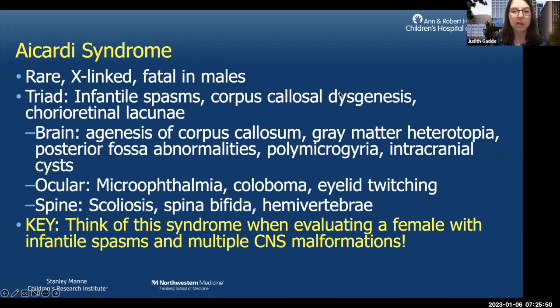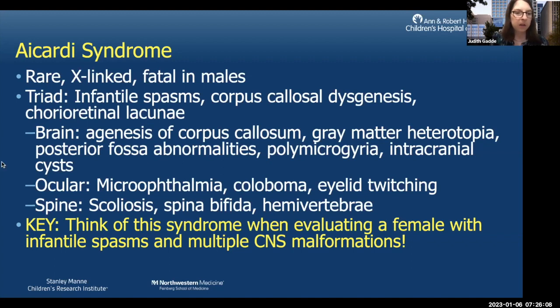So the brain, we already talked about agenesis or dysgenesis of the corpus callosum. They can have gray matter heterotopia, multiple posterior fossa abnormalities, polymicrogyria, and another good hint is intracranial cysts. So they'll often have cysts all throughout the brain in different locations.